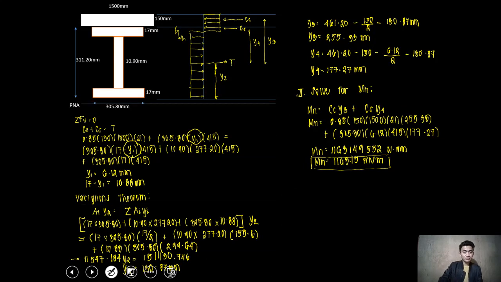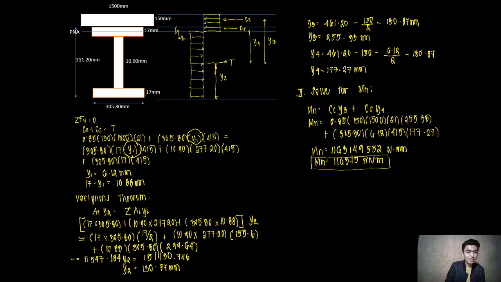What will happen? Instead of having your plastic neutral axis here, place it here, wherein the computation now for your Cs, you will have to denote this whole part now as y sub 1, or that is 17 plus y sub 1, since your plastic neutral axis is here on the web.